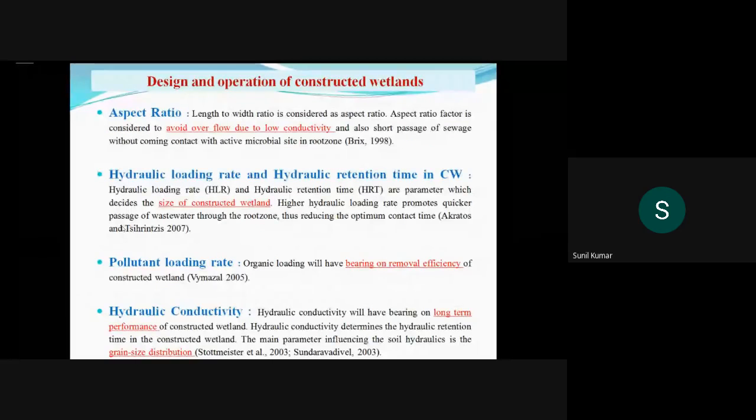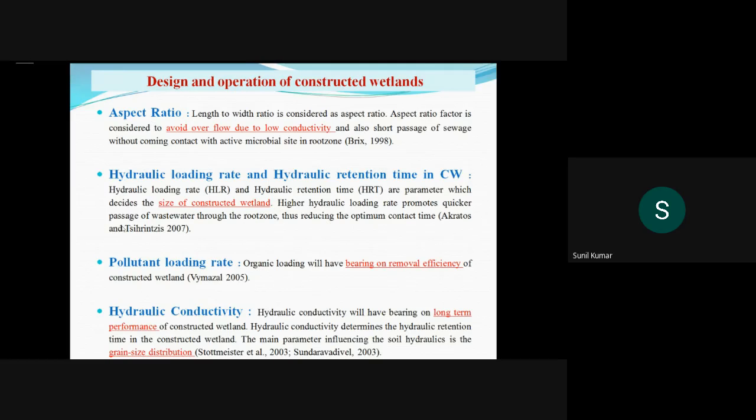Next one is the aspect ratio. Aspect ratio plays a very important role. What is the length to width ratio? See, the length width ratio plays a very important role in order to avoid overflow and to maintain the hydraulic conductivity. Uniform distribution of the flow is also very important. That also happens based on the aspect ratio, the length width ratio.